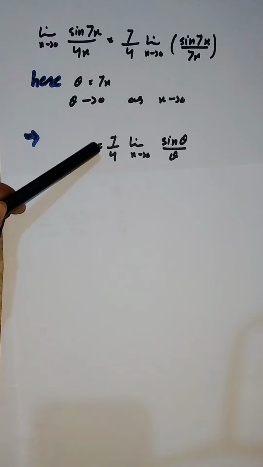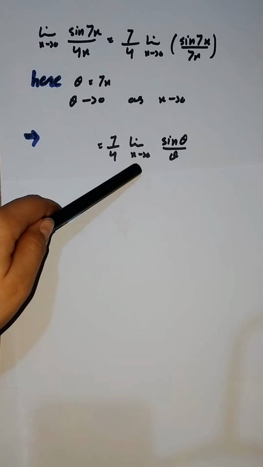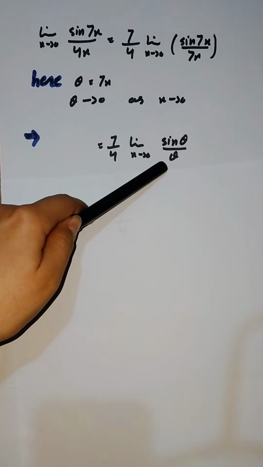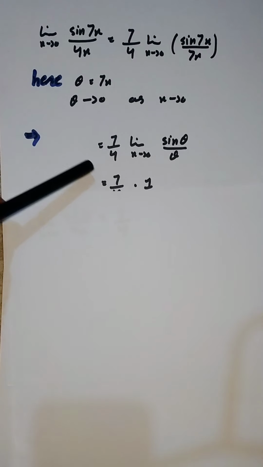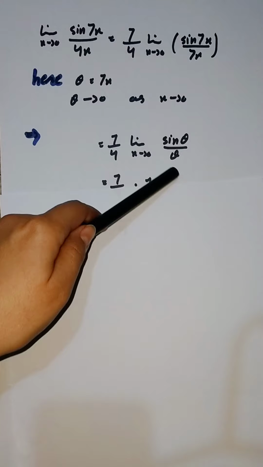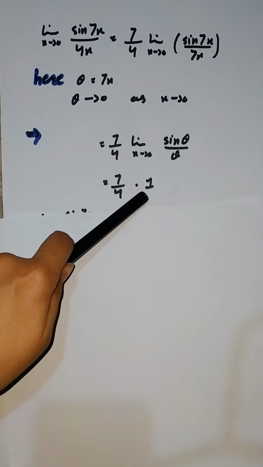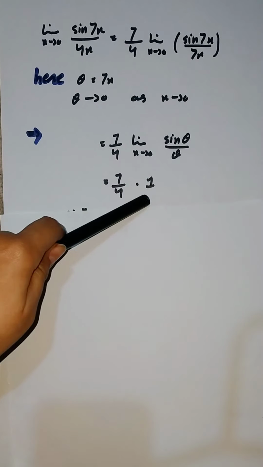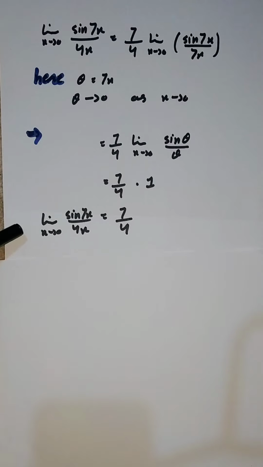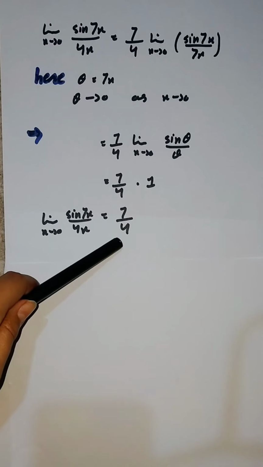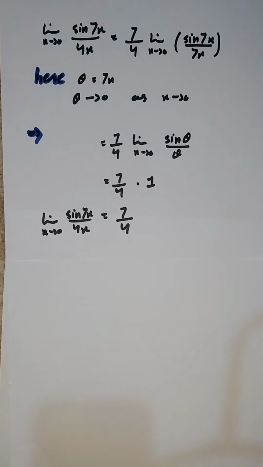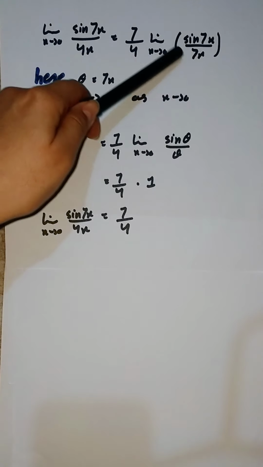So it will become 7 divided by 4 times the limit as x approaches 0 of sin theta over theta, if we put theta in the place of 7x. And we know that this limit is equal to 1 by using the squeeze theorem. This limit is equal to 1. So as a whole, the limit as x approaches 0 of sin 7x over 4x is equal to 7 divided by 4. This is how we can find the limit by making this identity.